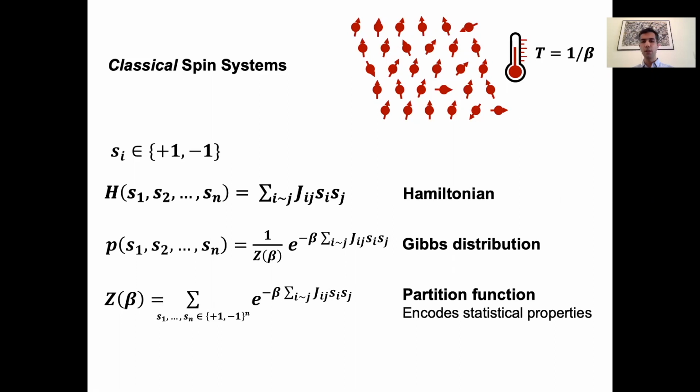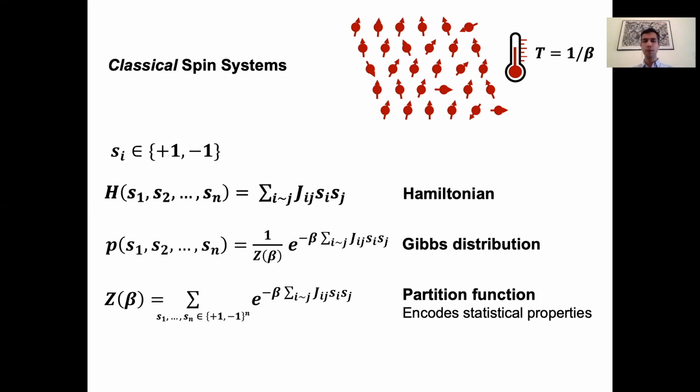The normalization constant in this distribution is called the partition function of the system, which is the sum of these exponential factors. The partition function is not merely a normalization factor. It also encodes many statistical properties of the system, like the free energy or entropy. And it also shows up in computer science because it can encode interesting combinatorial problems. So in general, it's desirable to have algorithms for evaluating this quantity. And one subject of this talk is to achieve this for quantum spin systems.